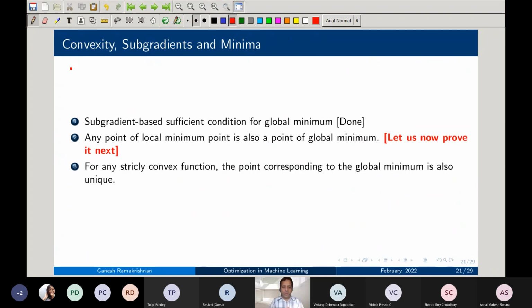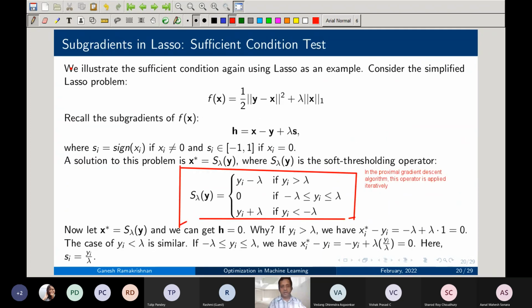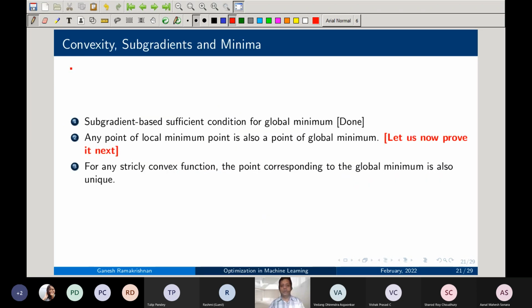So now, all we did was a sufficiency test, a sufficient condition test. But that's necessary too. This is the way to get the answer, right? How do you prove that? So now we'll move on to the next statement, which is that any point of local minimum is also a point of global minimum. And for local minimum, our necessary condition is that gradients must vanish. So overall, for convexity, this is also giving you a necessary condition.